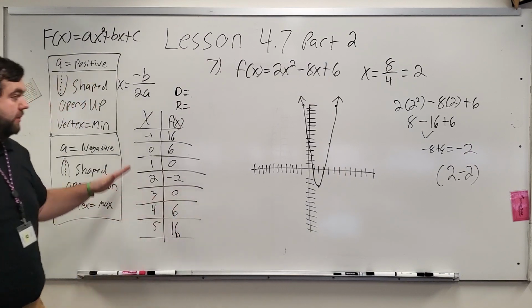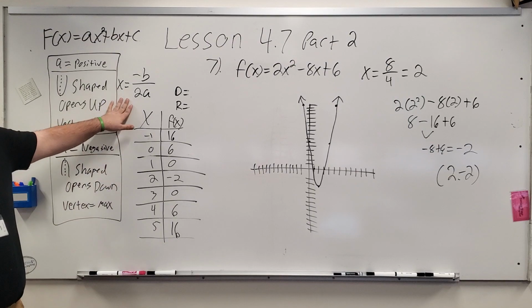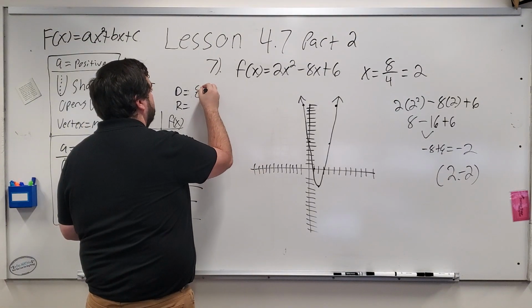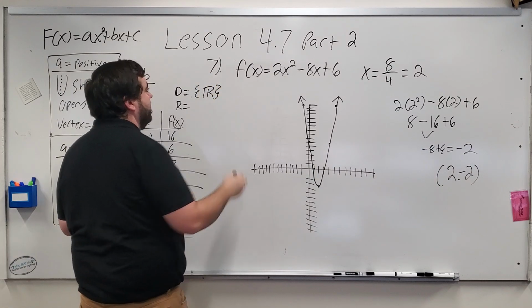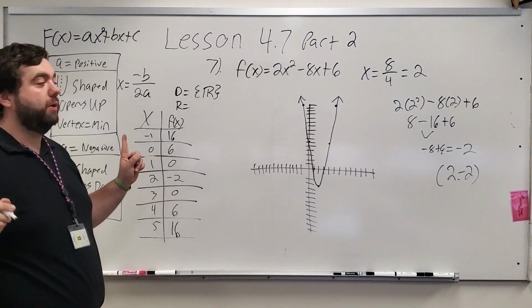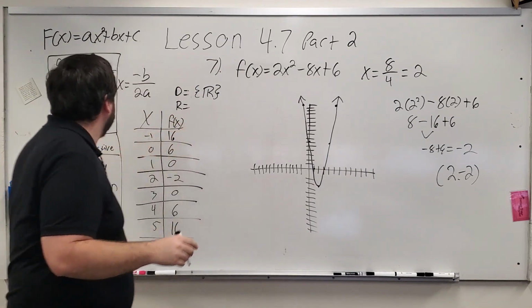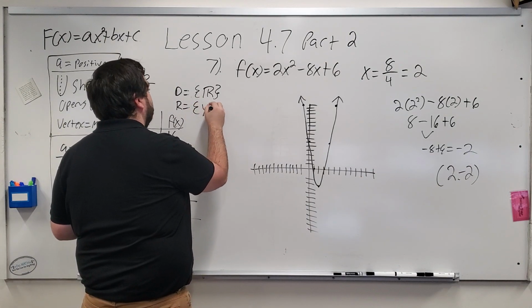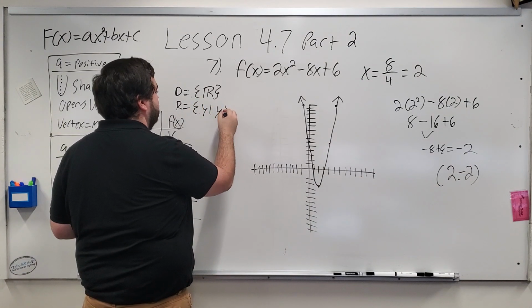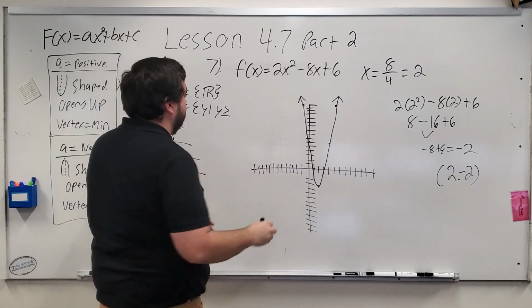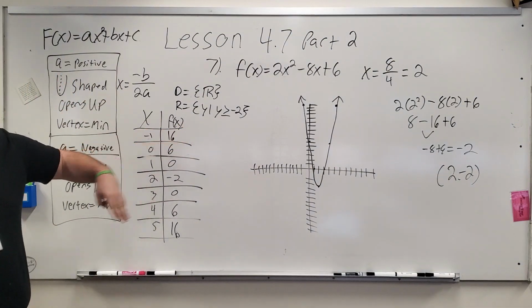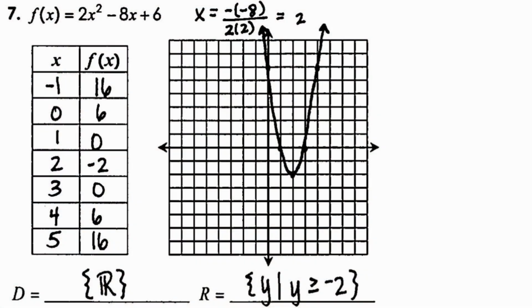All right. Hopefully you're able to follow along. Almost forgot. What is our domain? Well, our domain is all real numbers. We can plug in any x and we'll get something out. What is our range? Well, we know that is a minimum. So it's going to be y such that y, and since it's a minimum, it's going to be greater than or equal to. And what's our minimum? It's negative 2, right? So that is our range. That is our problem. Let's move on to the next one.